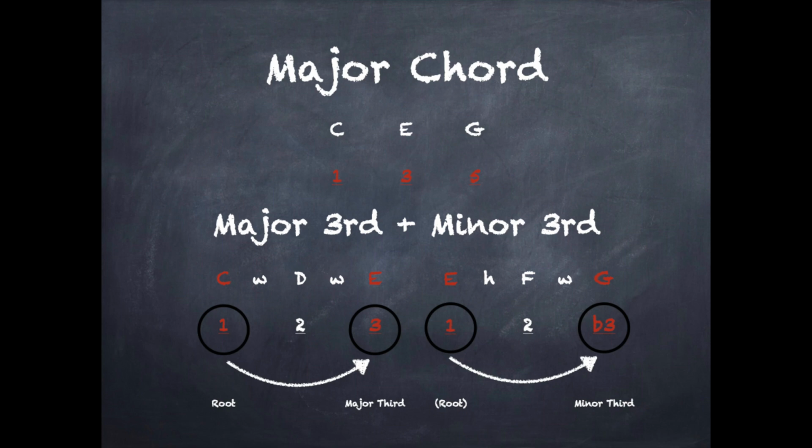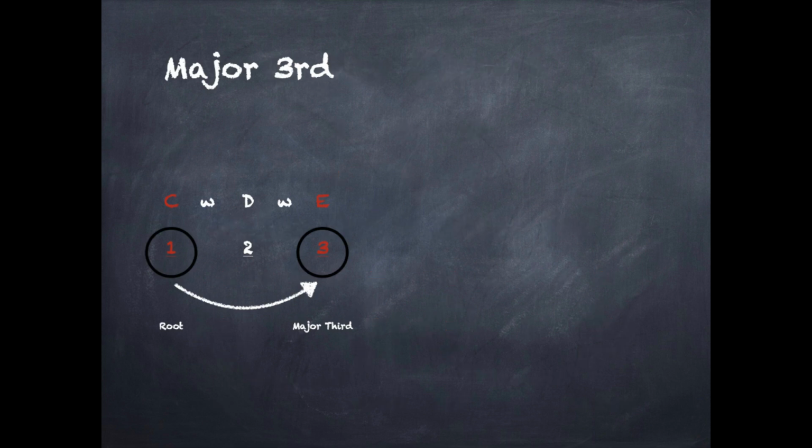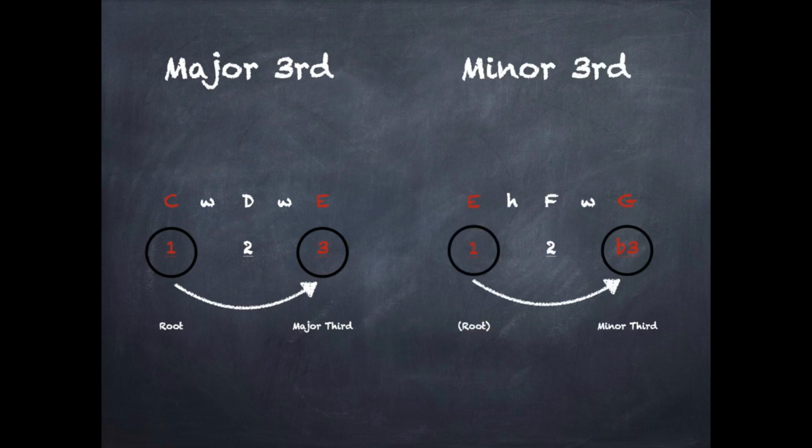Just to hammer this home, when you build your first major chord, intervallically speaking, you'll see how it's a major third immediately followed by a minor third. That's what it looks like for the C major chord. We have a major third from C to E, and then a minor third from E to G. That's how it's going to be for every major chord in this particular key.